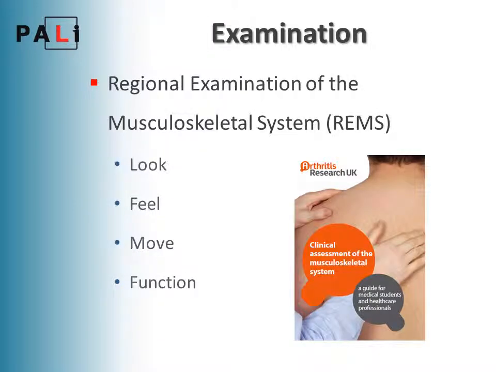I'm not going to linger long on examination. There's an exceptional book by the Arthritis Research UK charity that's available free for students, well, for anyone online, and there's a link at the end of the presentation to it. As with any regional examination of the musculoskeletal system, it's quite easy, even if you're in a panic. You look, you feel, you move, and then you assess the function of that joint. Always assess the joint above and below to make sure there's not any referred joint pain. But as I said, the book is very, very useful. You can download it, or you can get it sent to you for free by the charity from their website.